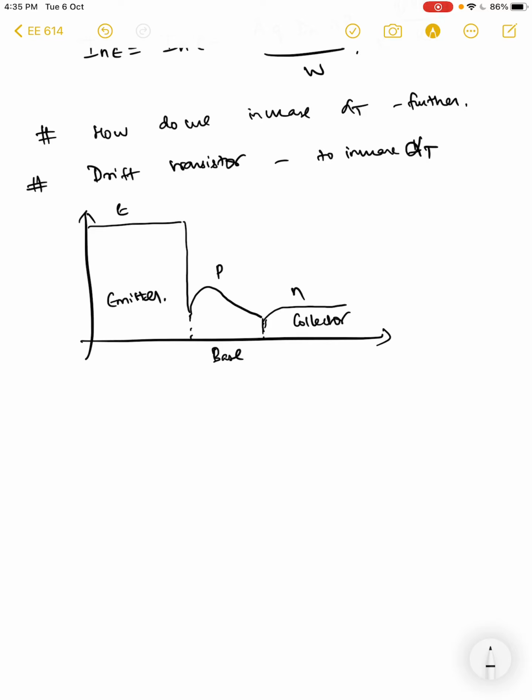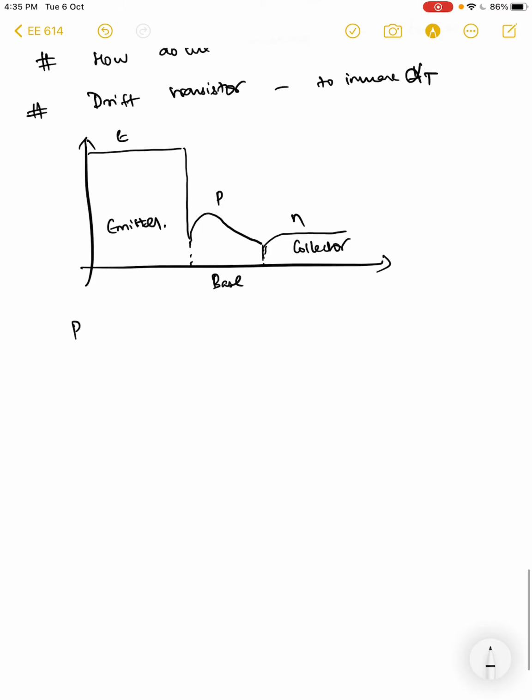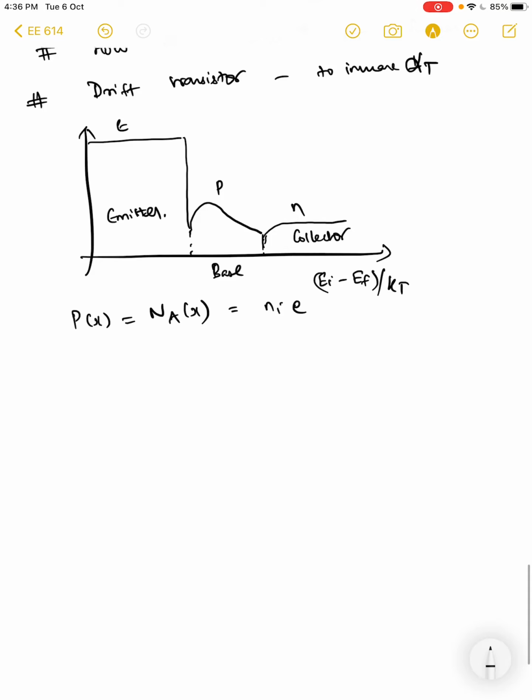Because you have a gradient in the doping profile, we know this will cause an electric field, right? And how? In the base, you know the P of x, the hole density, is basically equal to the acceptor density, right? Which can be written as Ni e power Ei minus Ef by Kt. It can be Ei, Ec, Ev, all of them having the same relationship, right?